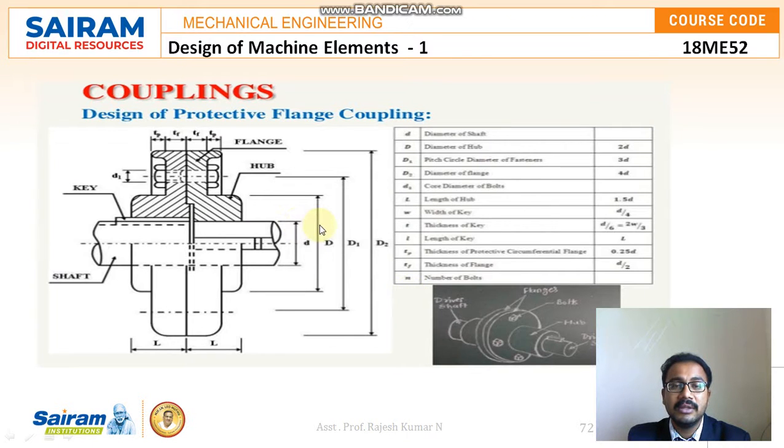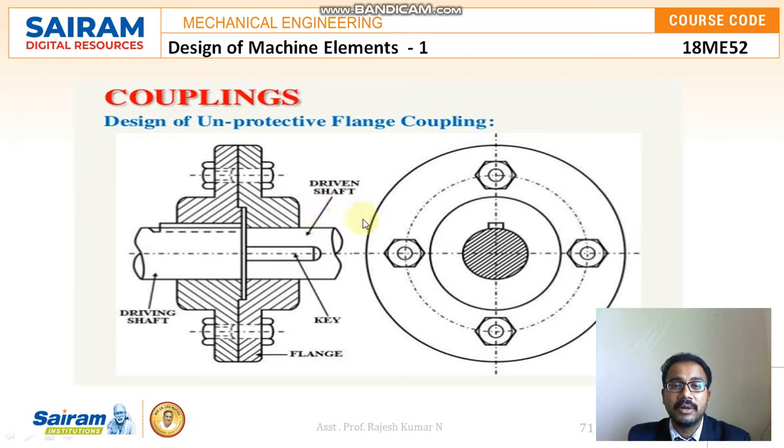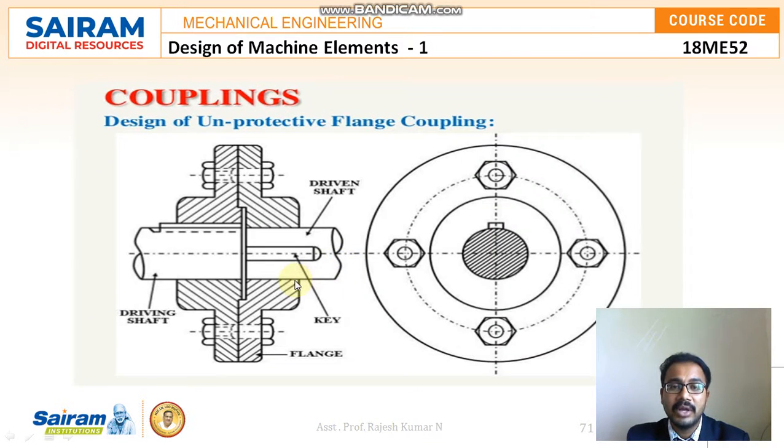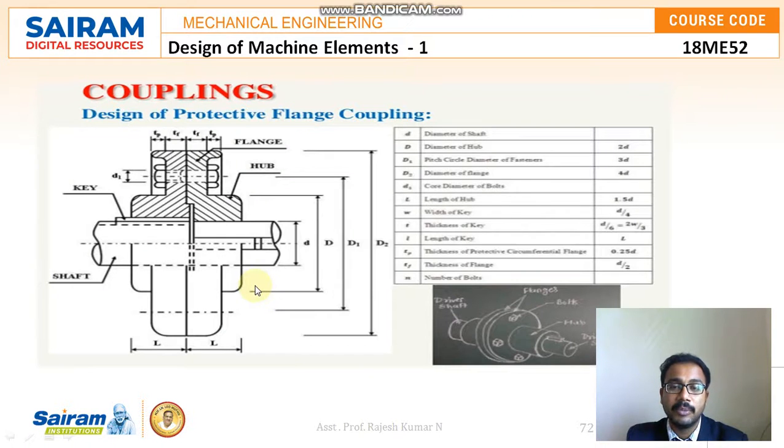So this is an unprotected flange coupling, and this is a protected flange coupling. What is the difference between unprotected and protected? We can see this: in the unprotected one, both the upper side and the lower side look very similar, but in the case of the protected flange coupling, it is different.